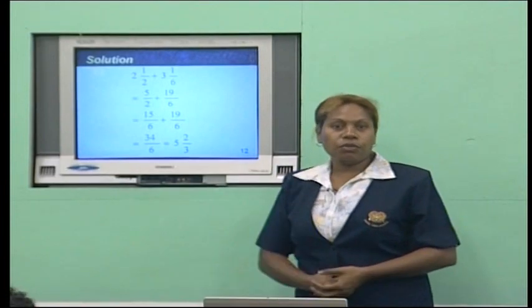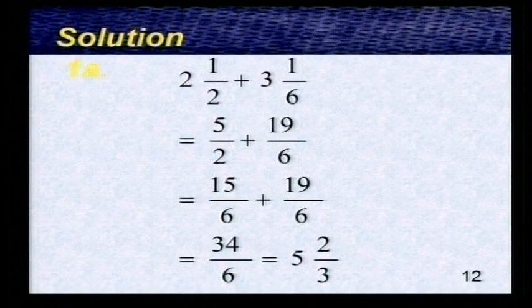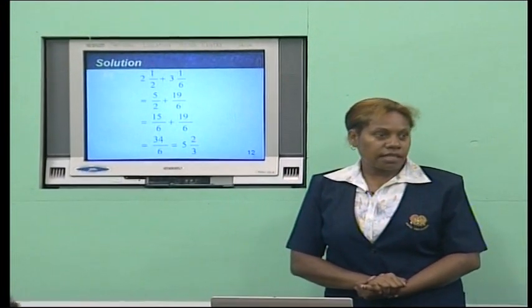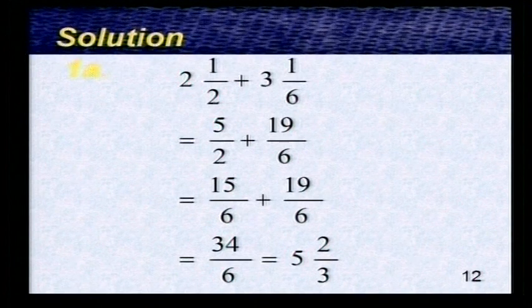So after that, what did I do? Change into equivalent fractions. So, 6 into 2 is 3, 3 times 5 is 15, 6 into 6 is 1, times 19 is 19. So here I'm left with 34 over 6. It's an improper fraction, so when you divide, your answer should be 5 whole and 2/3. That's for 1A.